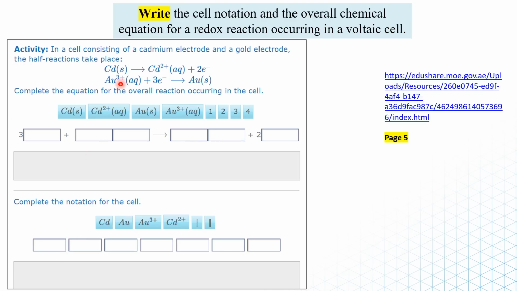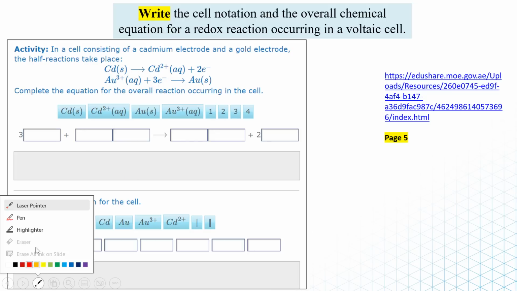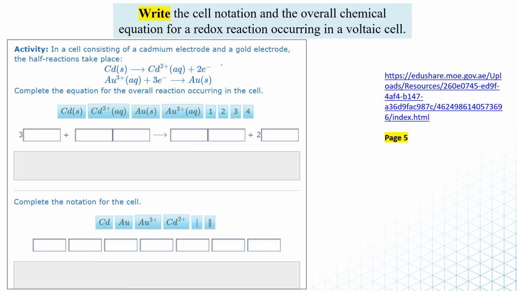So you can try and solve this question now. You have two equations. One is oxidation, one is reduction. So this one is going to be oxidation, and this one is reduction, right? So write the overall equation, like add them together. Before you add them, you need to make sure that they have the same number of electrons. Here we have 2 electrons, here we have 3. So you need to multiply this equation by 3 and this equation by 2.